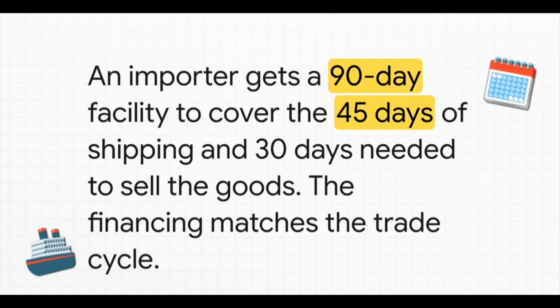Here's a perfect example. An electronics importer might get a 90-day facility. Why 90 days? Well, maybe it takes 45 days for the electronics to ship across the ocean, and they figure they need about 30 days to sell them once they're in the store. The financing timeline is built to perfectly match that specific business cycle.